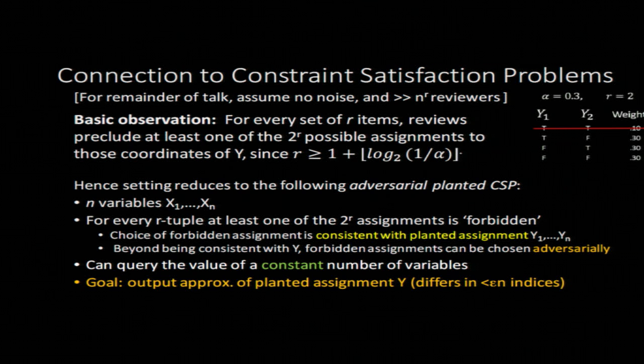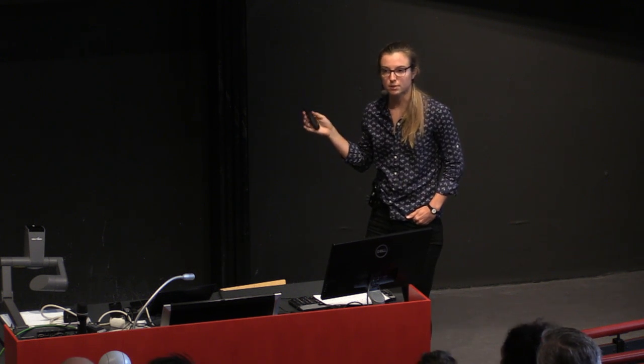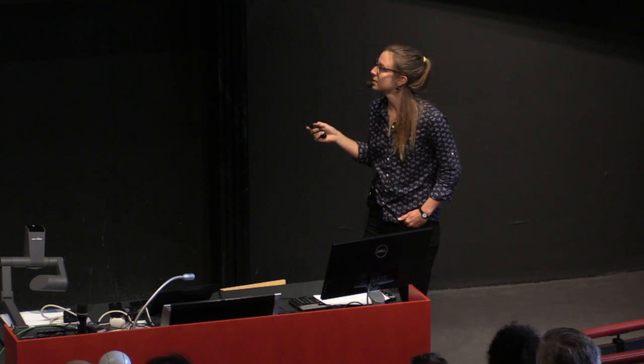And so this basically means that our problem reduces to this adversarial planted CSP problem, where instead of n products, we have n variables. And for every R tuple, there's going to be one assignment that's forbidden, but which is going to be consistent with this planted assignment y, which we're trying to recover. Aside from being consistent with y, that forbidden assignment can be chosen entirely adversarially. And then we're going to be allowed to query a constant number of these variables. And our goal is to output an approximation to y. Just as in the original setting, this approximation is going to only differ in epsilon n coordinates.